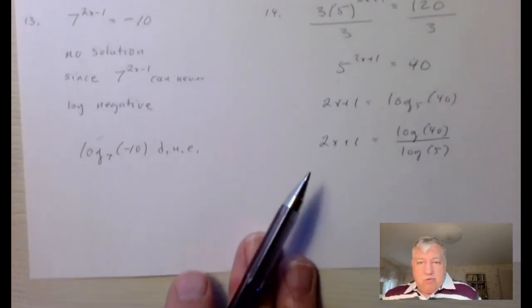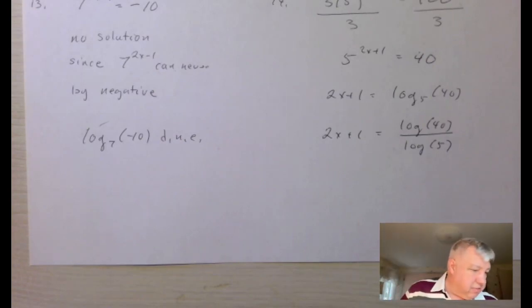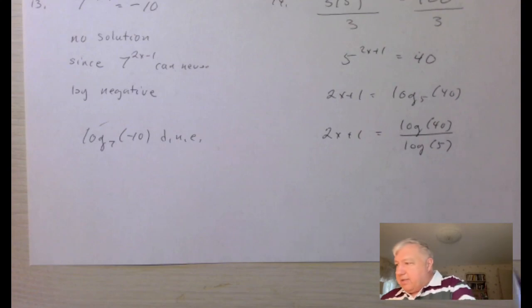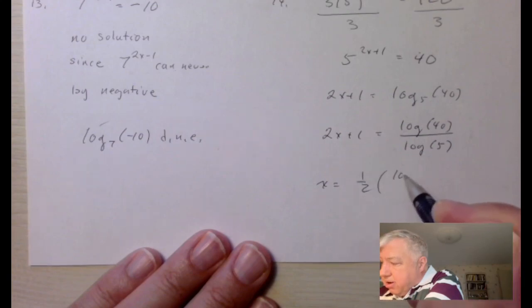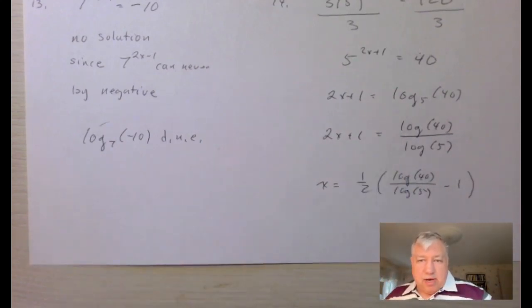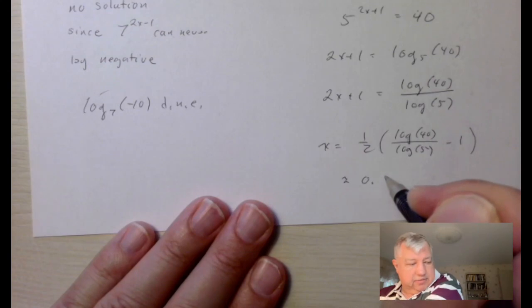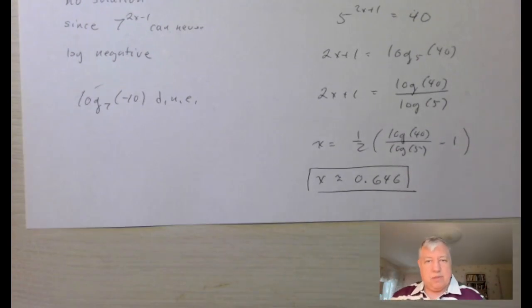Again, we're going to resist the temptation to cancel the logs and write 8. We're just going to go ahead and go through the motions. So x is 1/2 times log 40 over log 5 minus 1. I'm combining some steps: you subtract 1 from both sides and then divide by 2, and this turns out to be approximately 0.646. So that's how you play the game.